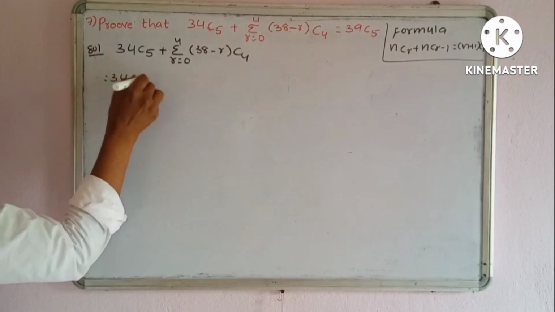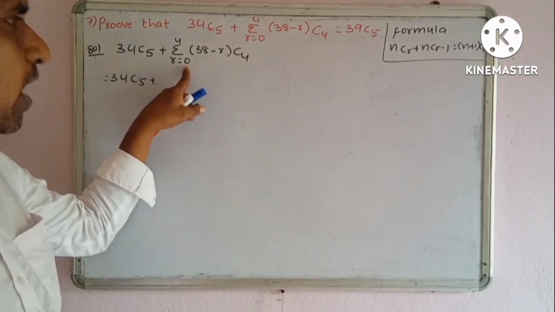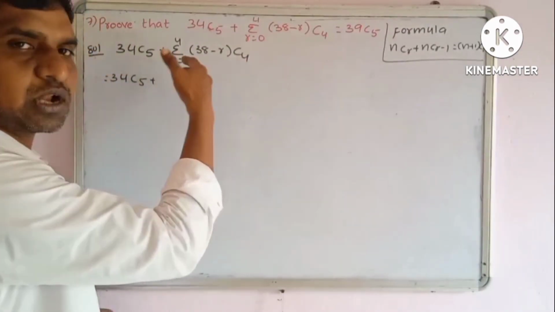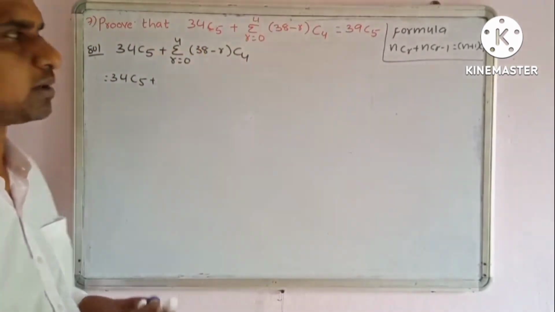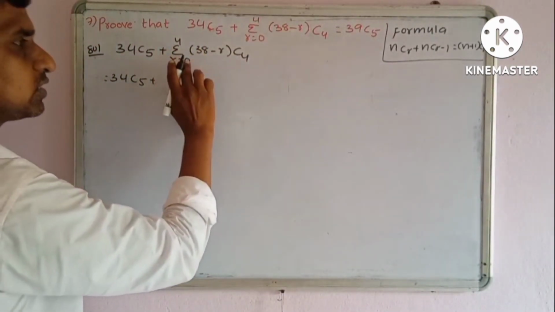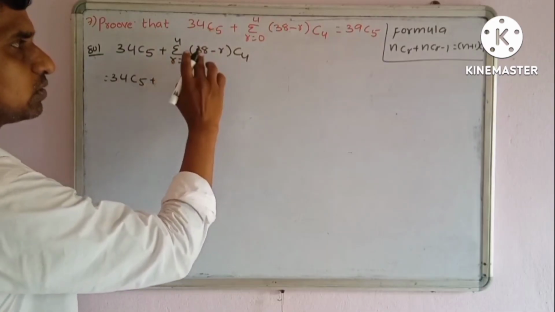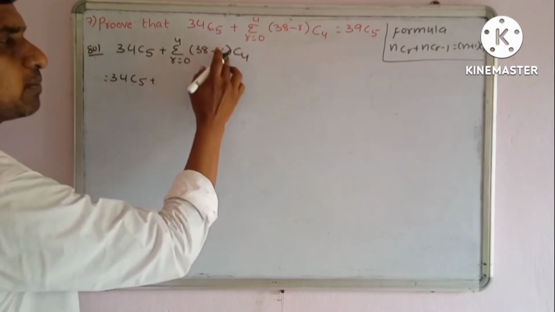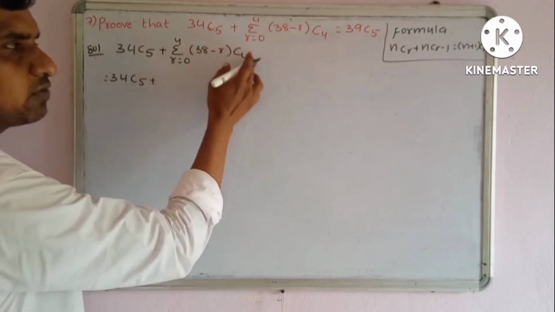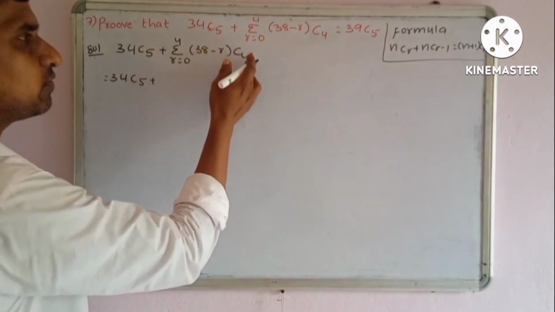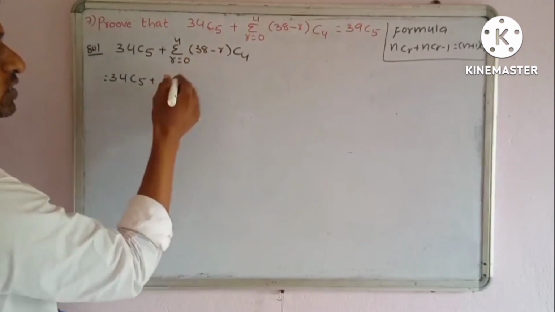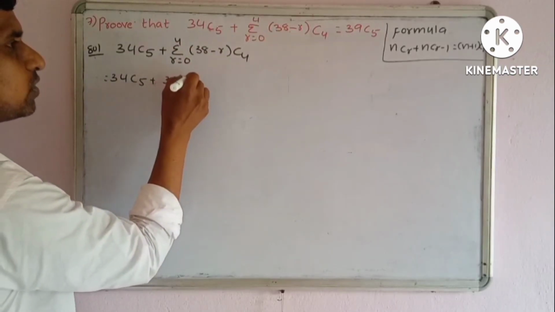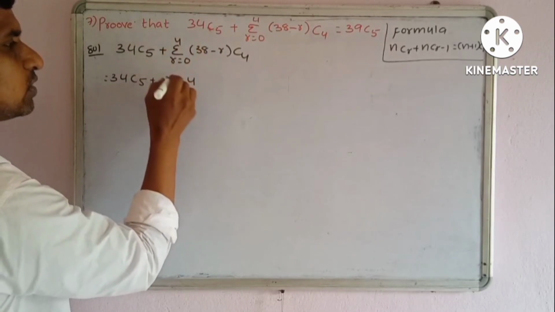34C5 plus sigma r equals 0 to 4 of (38 minus r)C4. Here 0 is the lower limit and 4 is called the upper limit. So sigma, first keep r equals 0: (38 minus 0)C4, (38 minus 1)C4, (38 minus 2)C4, (38 minus 3)C4, plus (38 minus 4)C4. Okay, from last to first, for our convenience, 38 minus 4, first r equals 4.